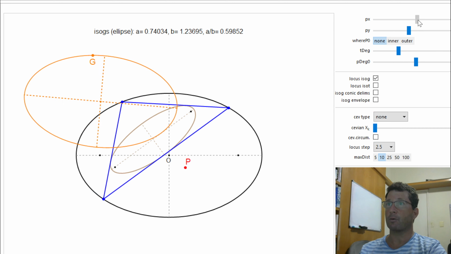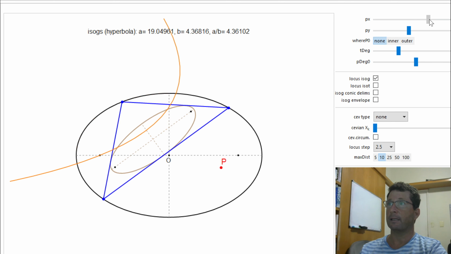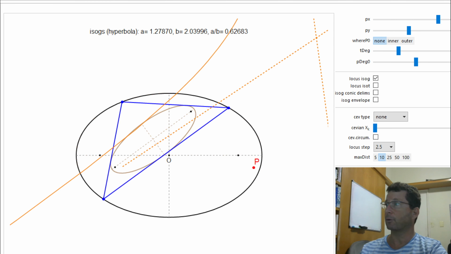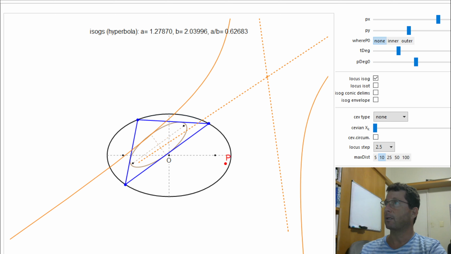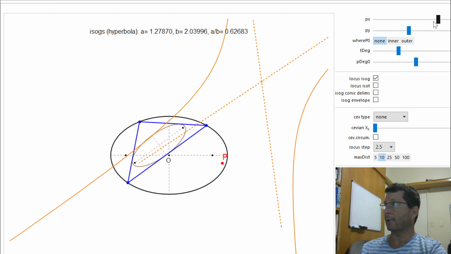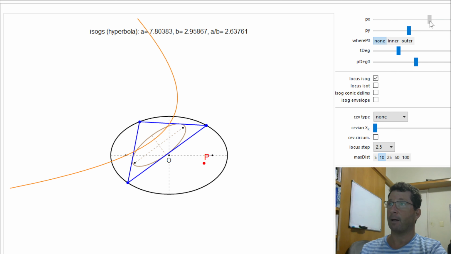That conic changes, right? So it's an ellipse. Now you're going to see here that at some point this conic changes over to, say, a hyperbola. Okay, so here's a hyperbola. If we scale this out, we can see this hyperbola. And there are places where you can actually place P where the conic is a parabola.